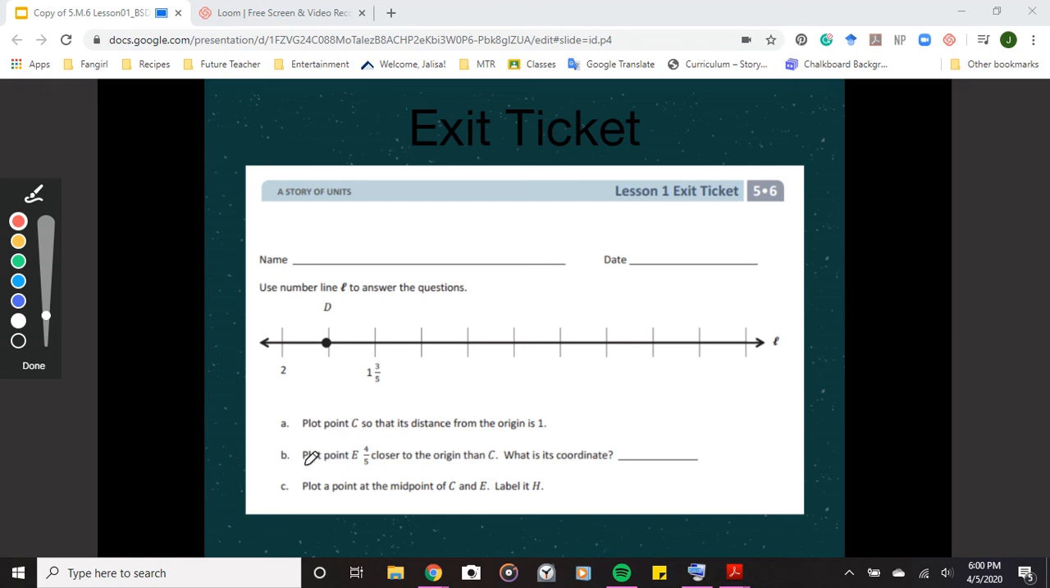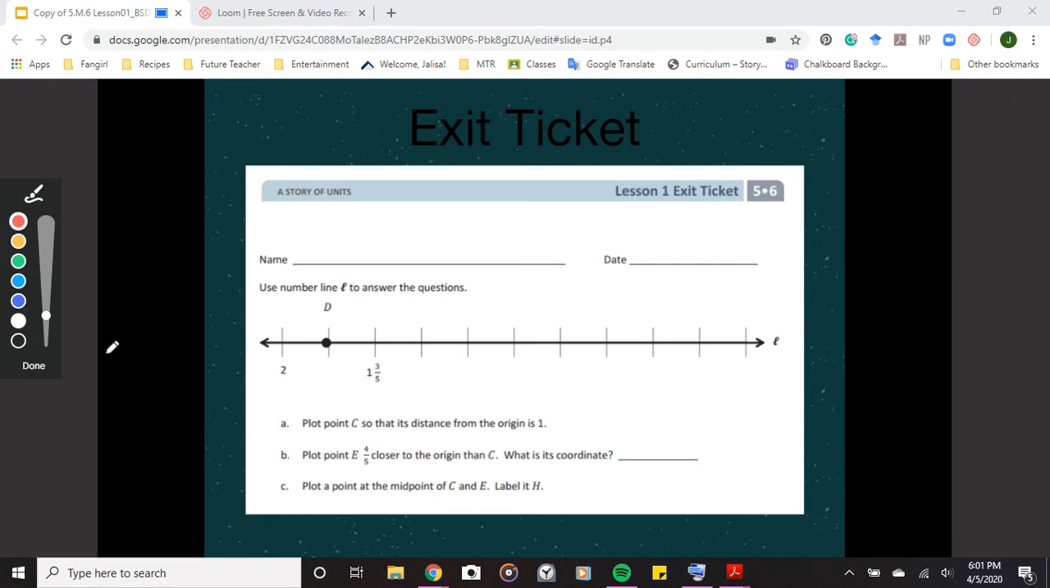And the last one, C. Plot a point at the midpoint of C and E, label it H. Now, if we go back to what we did in the problem set, where we had to find the halfway point, that is the same thing as the midpoint. So once you have C and E labeled, you're going to find the midway, the halfway point, to find H. Okay?